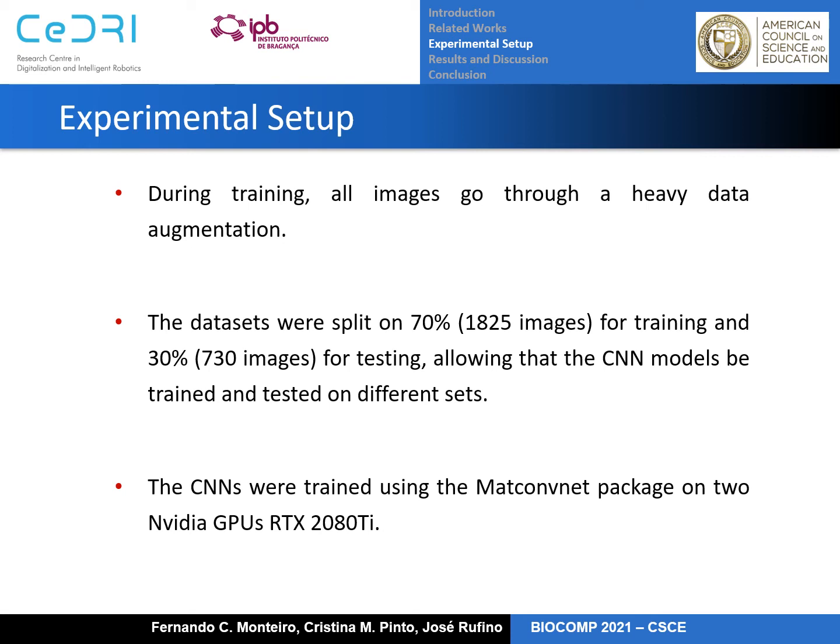For the experimental setup, the CNN batch size was configured to 12, and they were trained with 30 epochs. During training, all images go through a heavy data augmentation, which includes horizontal and vertical flipping, complete random rotation, rescaling factor between 70% and 130%, and horizontal and vertical translations.